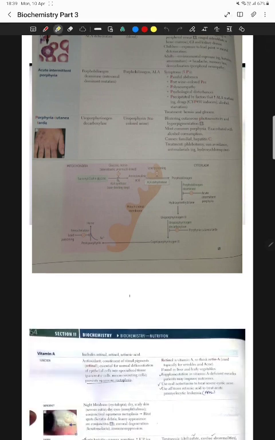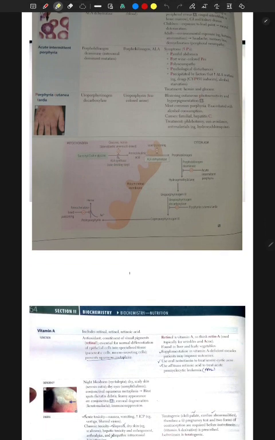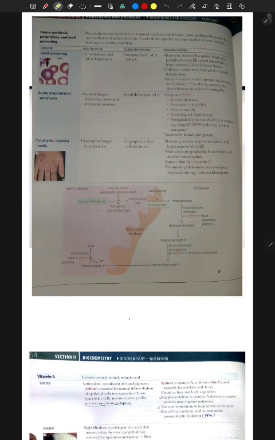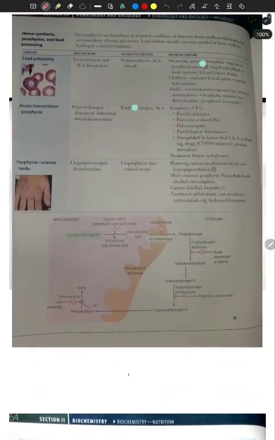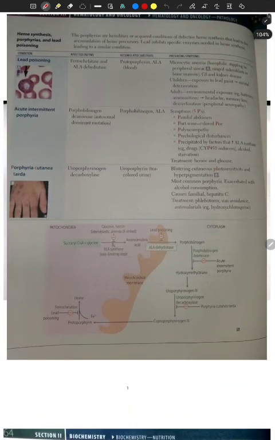Okay, so first, what is the main problem in porphyria? This is nothing but the accumulation of heme precursors. These heme precursors are generally toxic to the body, and that is seen as porphyrias here. That's all you need to know for the introduction.